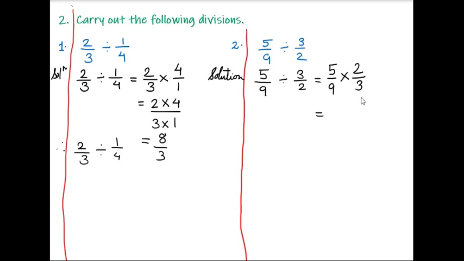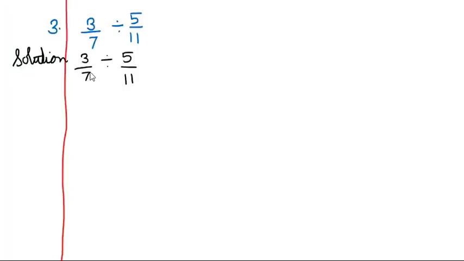So we will multiply numerator with numerator, that is 5 multiplied by 2 upon 9 multiplied by 3. 2 5s are 10, 9 3s are 27. Therefore, 5 upon 9 divided by 3 upon 2 is equal to 10 upon 27. Okay, so now write down both the sums in your CW. Let us now begin with the third sum.